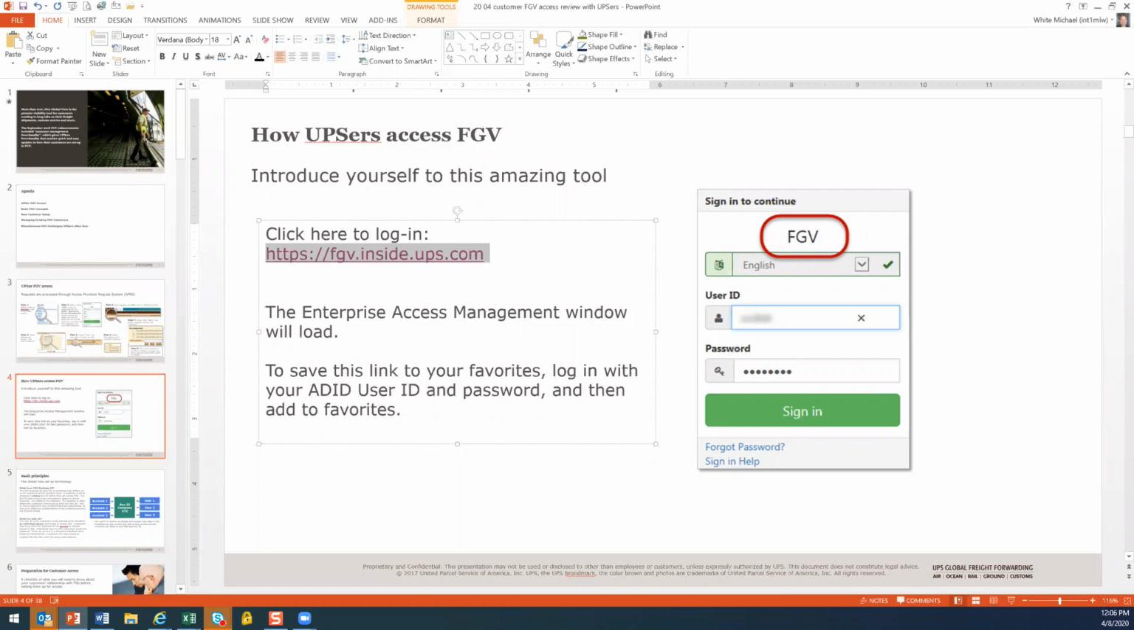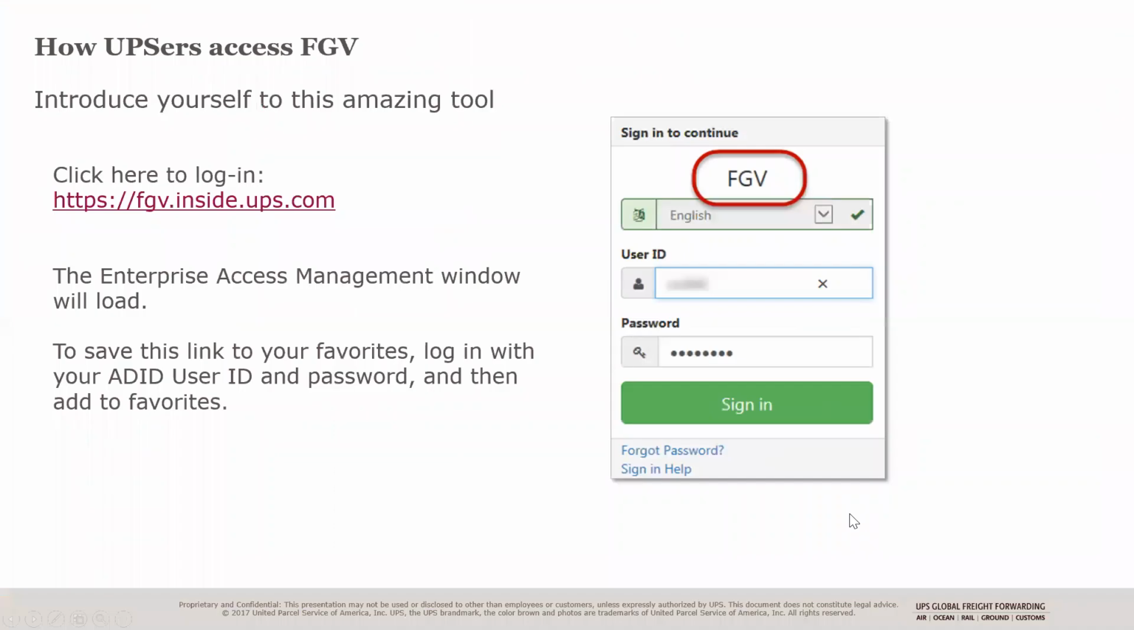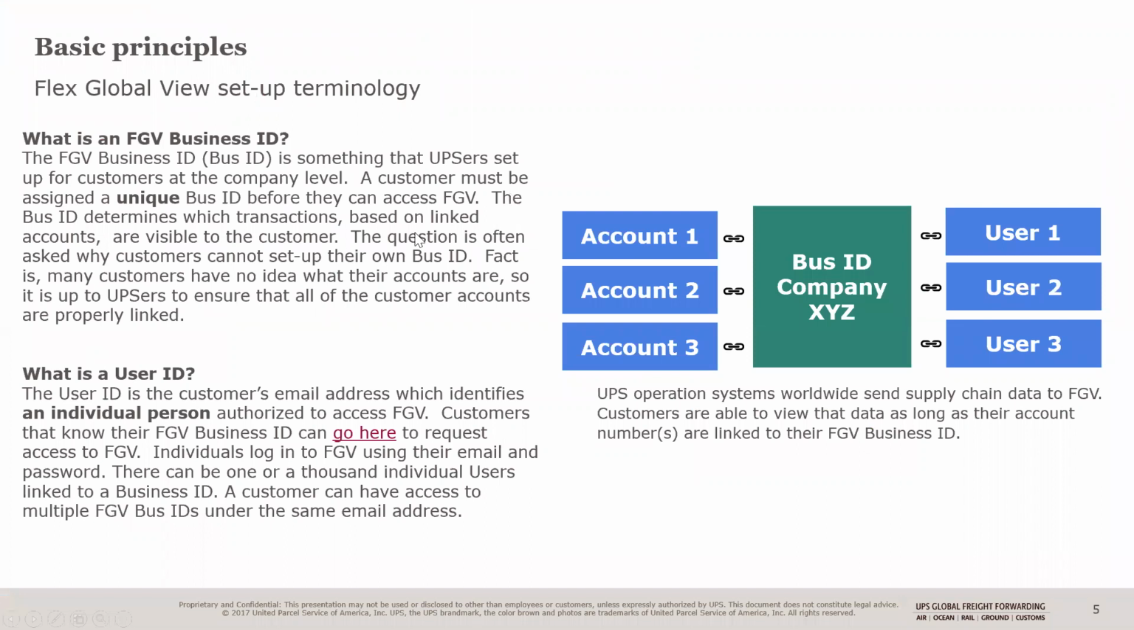Let's take a look at some real basic principles with FGV. Two things we're really going to key on today are the concept of the FGV business ID and the user ID. The business ID is something that we as UPSers have to set up for customers, and it's set up at the company level. Customers cannot set up their own bus ID, and I am asked all the time why we don't have functionality whereby customers can set up their own bus ID.